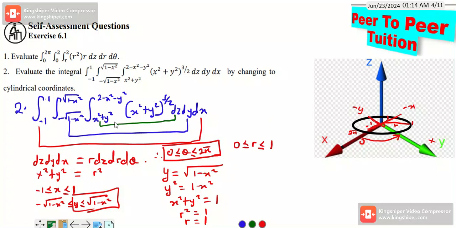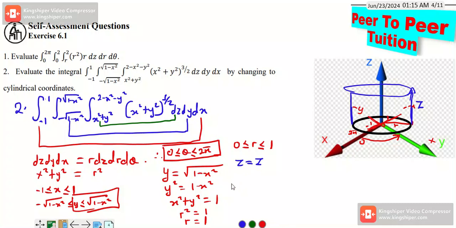Lastly, because we are looking at a 3D plane, this is our z-axis. If I extend it, I'm going to get some kind of a cylinder. So this is my z-axis. And under cylindrical coordinates, z is always equal to z. It doesn't change. But we can see from here that our z is for this range.